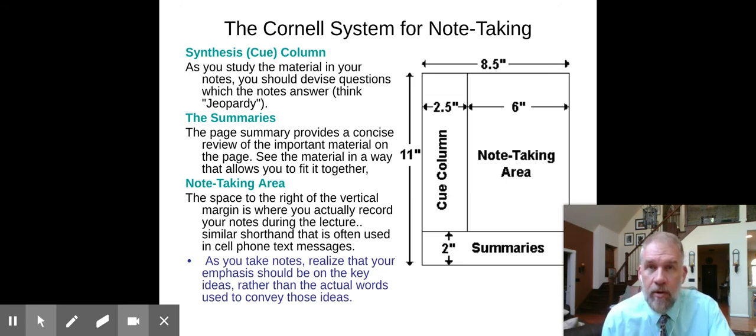Let's see what that does to my grade. So you need to take notes. You need to take quality notes. You need to take good notes, and you need to take the notes in this fashion, the Cornell notes.